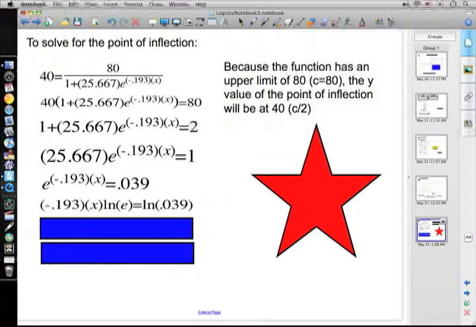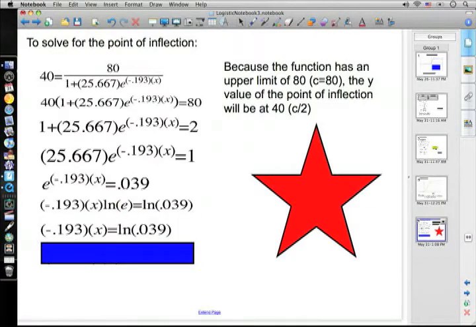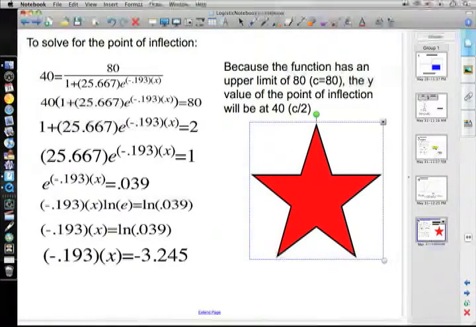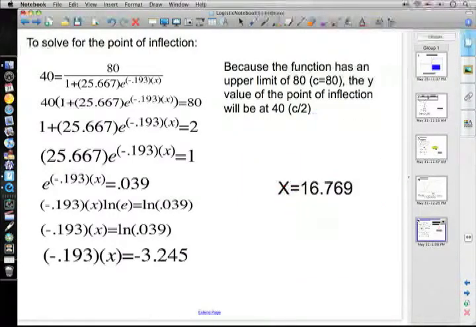Now use those logarithms again. The resulting equation will read negative 0.193x times the natural log of e equals the natural log of 0.039. The natural log of e is 1, so negative 0.193x equals the natural log of 0.039. So, negative 0.193x equals negative 3.245. Divide negative 3.245 by negative 0.193 to find x. So, at the point of inflection for this logistic function, x is equal to 16.769.